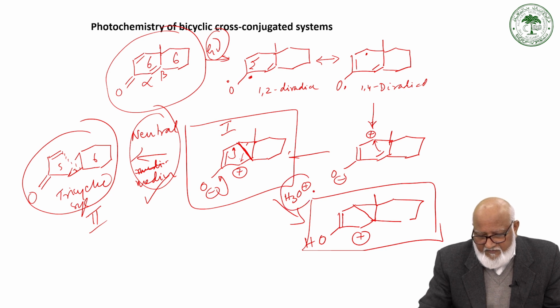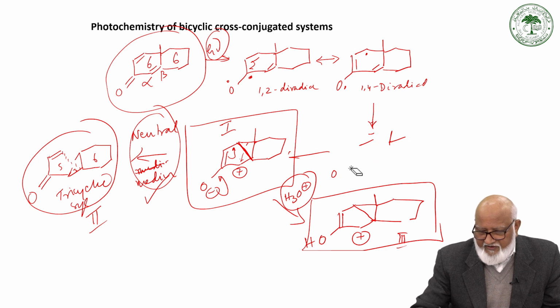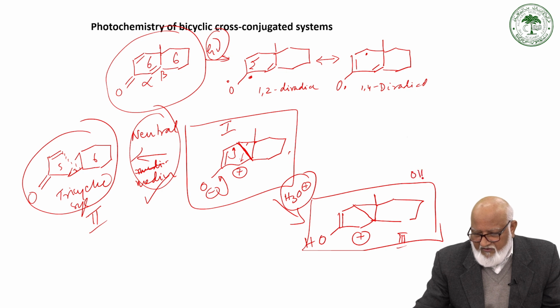Then if there is a small amount of moisture, this O can get converted to OH, and this is a third intermediate, and then this gets transformed to a product. So there is a possibility of attack of a water molecule on this carbon. Then there are two bonds, bond A and bond B. So there is a possibility of cleavage of either A or B.